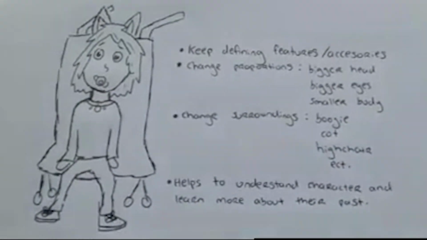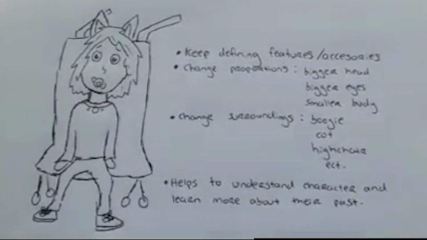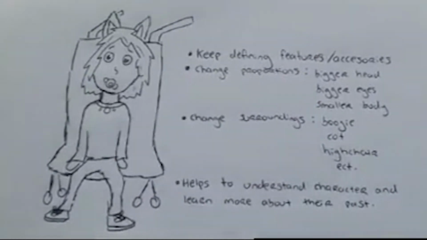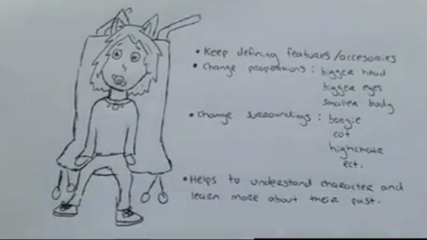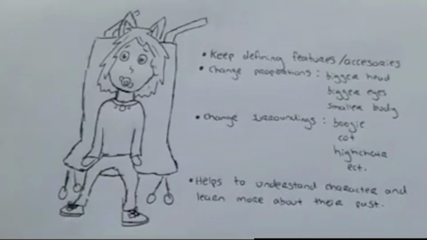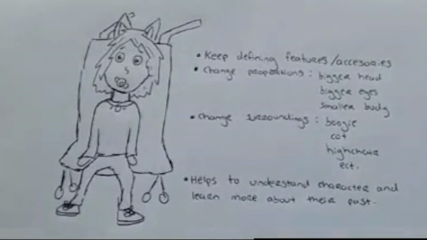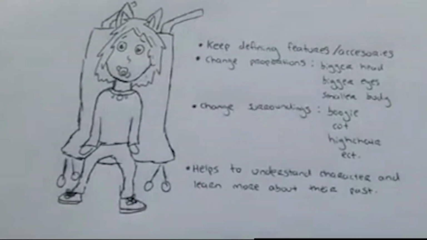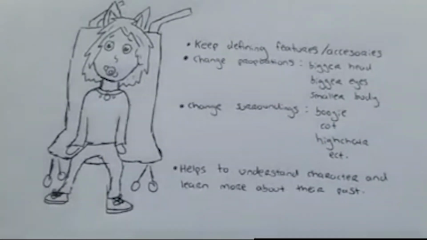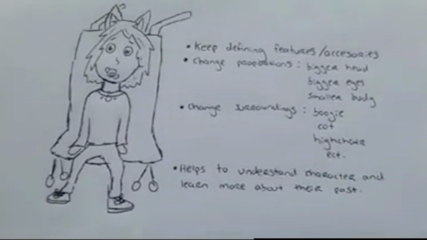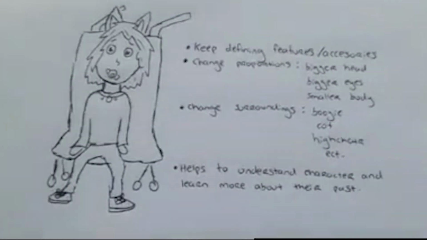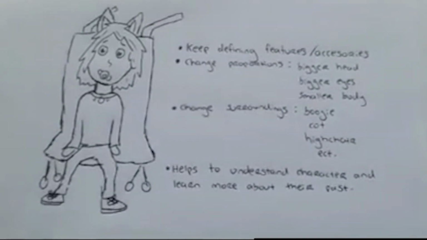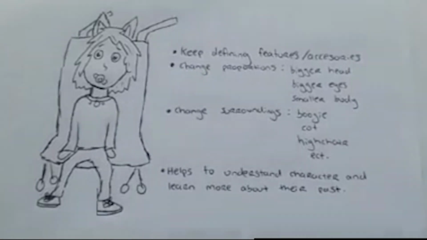It would be to draw your character as a young child or a baby. So what I have here is I have drawn my character as a young child, but I have kept the defining features or the accessories that I had in the first drawing of them, so like the dog ears and the necklace and the runners, but I've just changed the proportions a bit. So I gave her a bigger head and bigger eyes and a smaller body, just to give her a younger look. And then I changed the surroundings, so I put her in a buggy, but you can put them in a cot or a high chair or any place you would imagine seeing a young child or a baby. And this really just helps you to understand where your character came from and what they looked like in the past and how they aged.